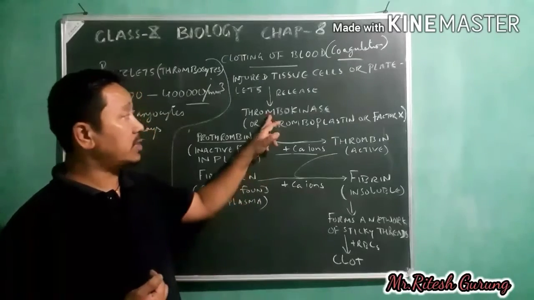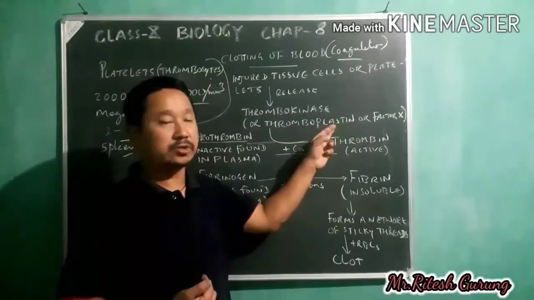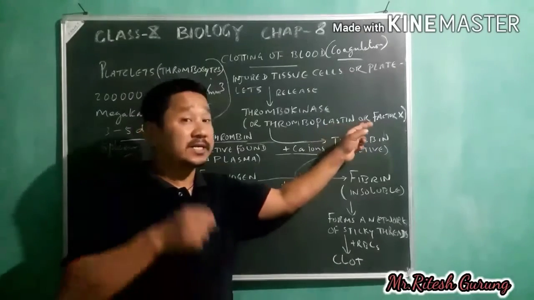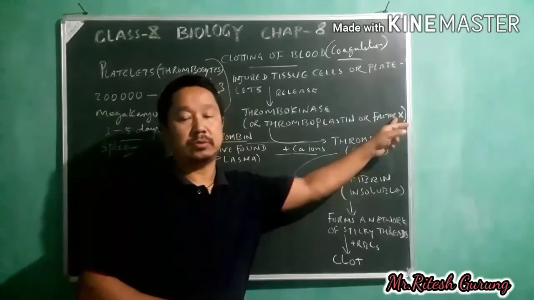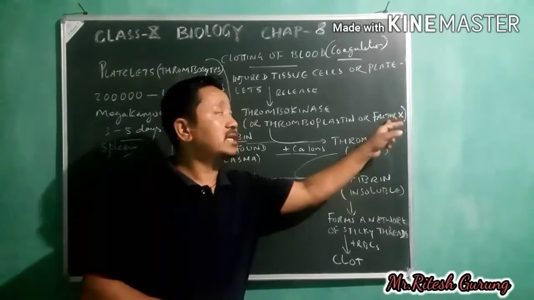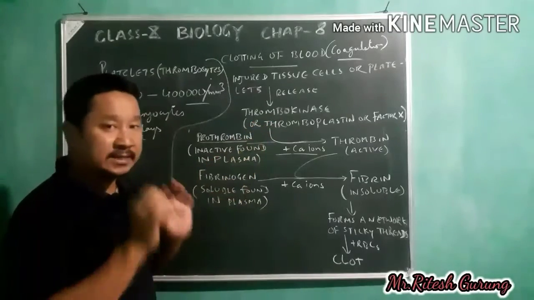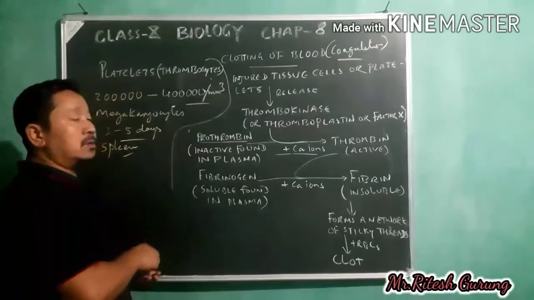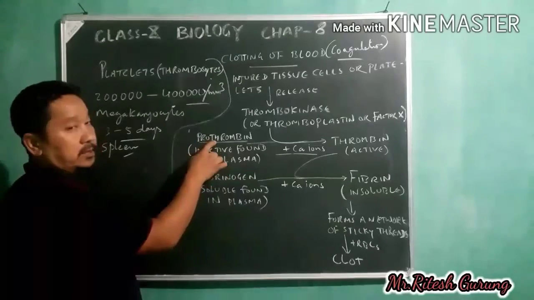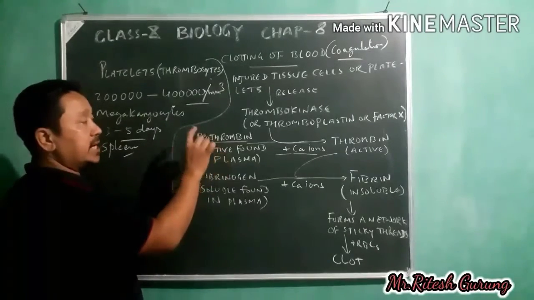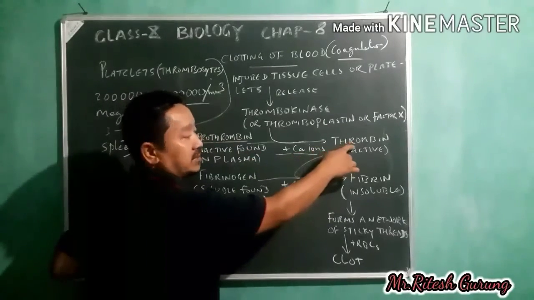This thrombokinase is also known as thromboplastin, or recently it is known as factor X also. So this thrombokinase, being an enzyme, converts inactive prothrombin with the help of calcium ions into active thrombin.